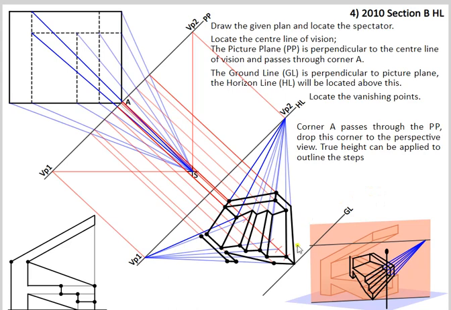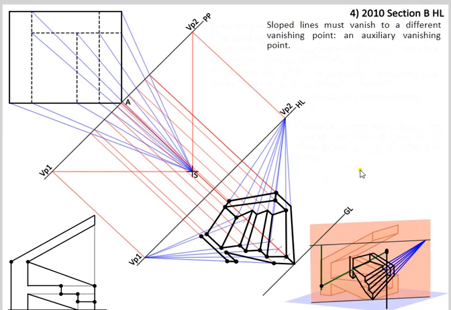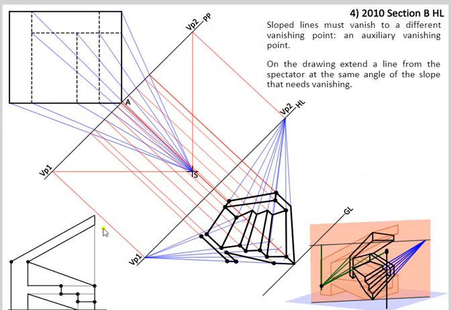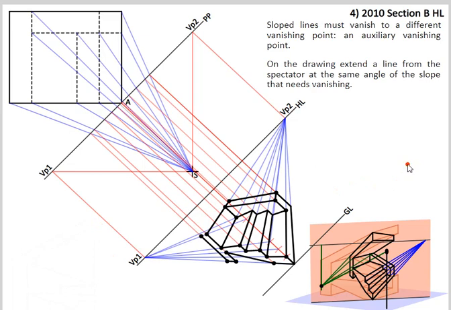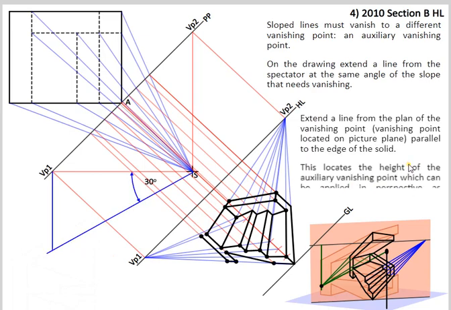Now the last section to draw is the actual roof section here. For the roof section in this question, we're going to have to use an auxiliary vanishing point. So our auxiliary vanishing point this time, we know it's this point here. What we're looking at here is 30 degrees. So it's sloping in this direction, which means it has to be off VP1. So this line here is brought off VP1.